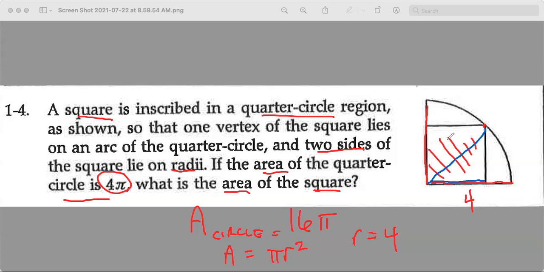So if the radius is 4, and why am I sounding like some sort of a preacher? I don't know, but I'm going to keep doing it.